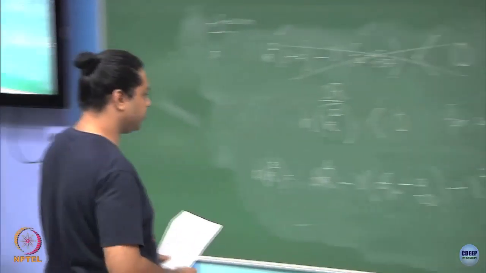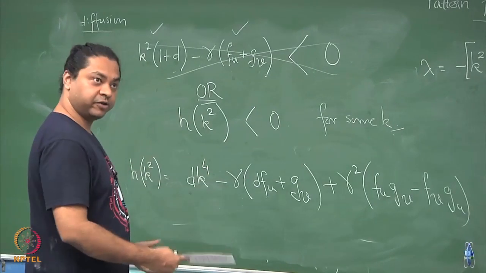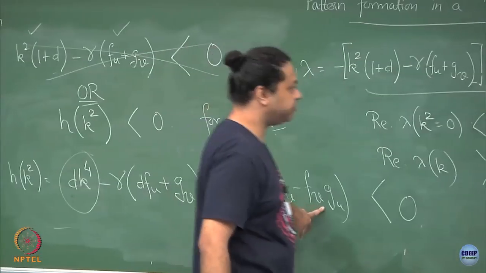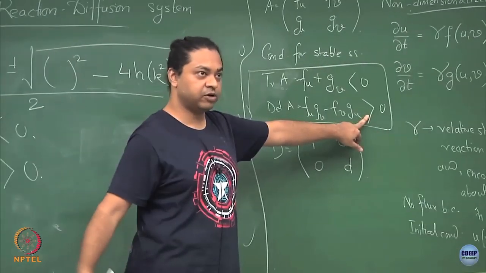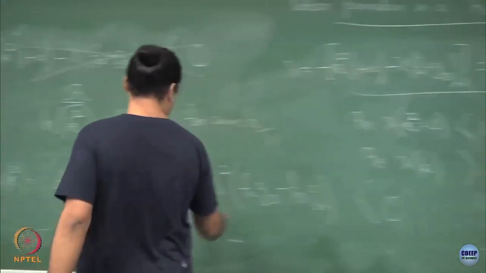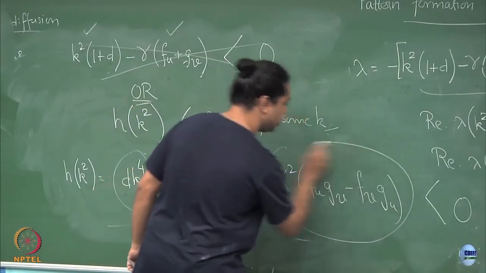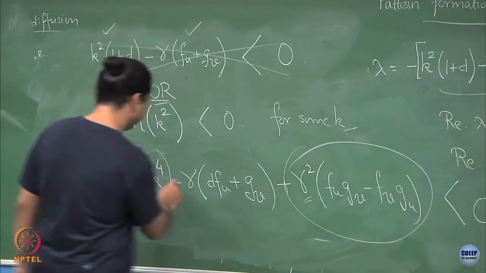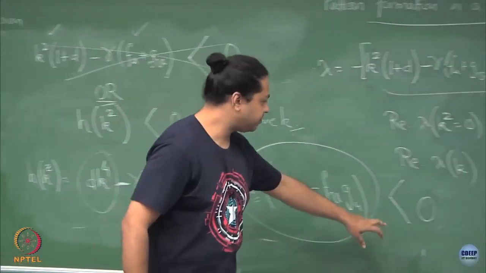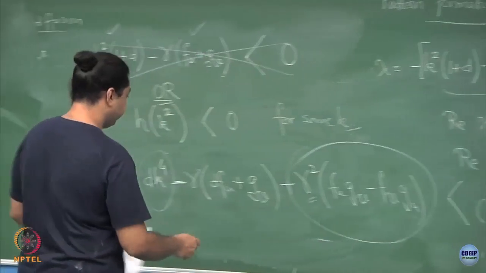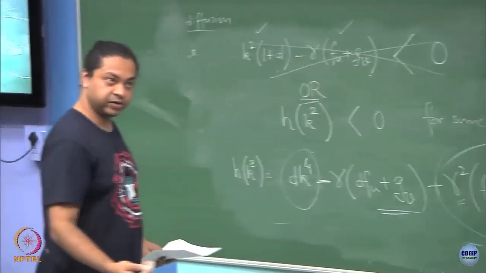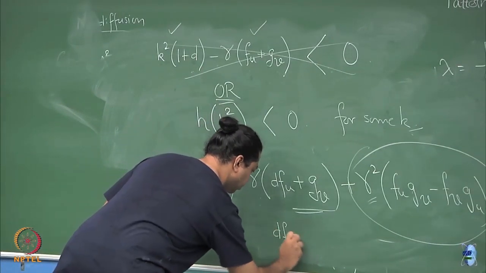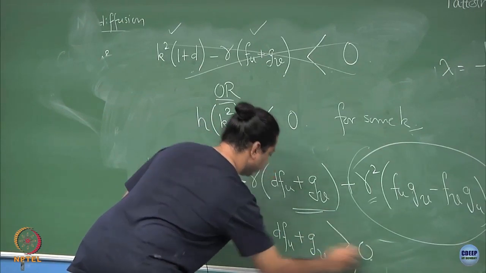Now let us look at this. D k to the power of 4 is always positive. So, this term is always positive. F u g v minus f v g u, I have said needs to be positive in order to have a stable steady state. Gamma square is positive. So, therefore, this term is also necessarily always positive. So, the only way you can have this to be less than 0, and this comes with a negative sign, remember, is if this term is greater than 0, so that the negative sign will make it less than 0. So, the only possibility is if d f u plus g v is greater than 0.